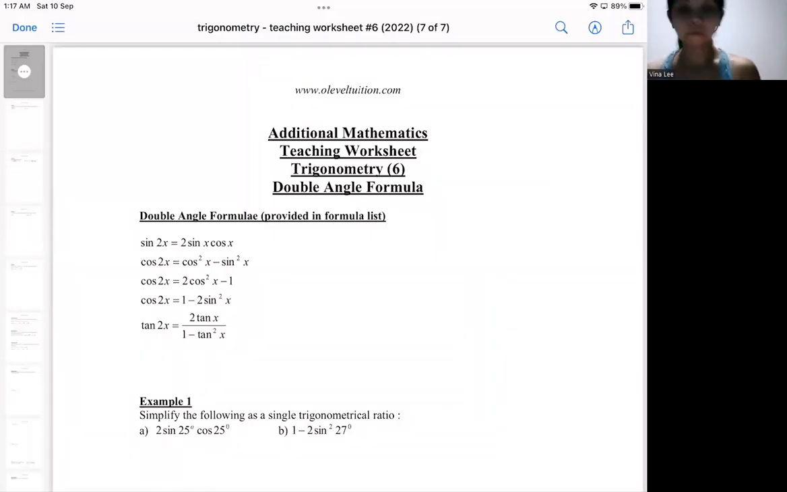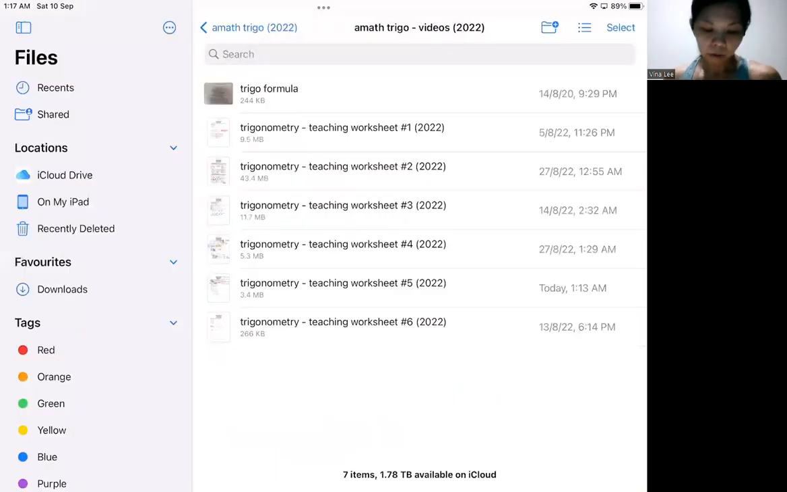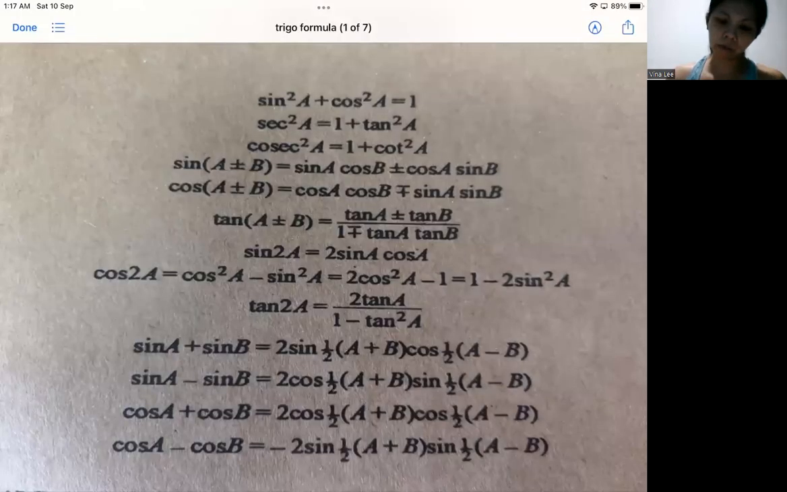So in this section for the A-Math trigo, we are dealing with the double angle formula. I will say the double angle is one of the harder formulas. I'm going to show you how it is shown to you during O level first. In O level, it's portrayed to you in this format.